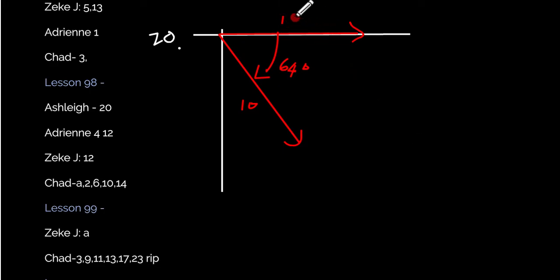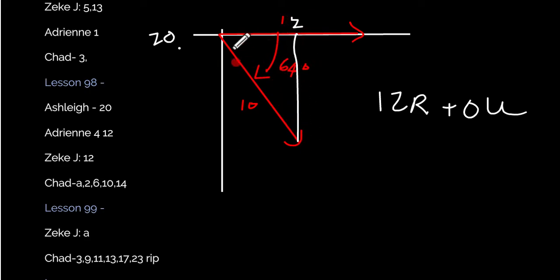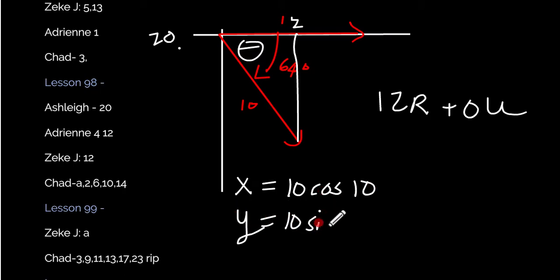Okay, let me fix that. 12 right plus 0 up. Actually, I'm forgetting which way we do it. Doesn't really matter. Right and up, yeah. Okay, for this one, this is your theta. Remember this? We do x equals 10 cosine of 10 and y equals 10 sine of 10. And we put those in our calculator. This is your right and this is your up.